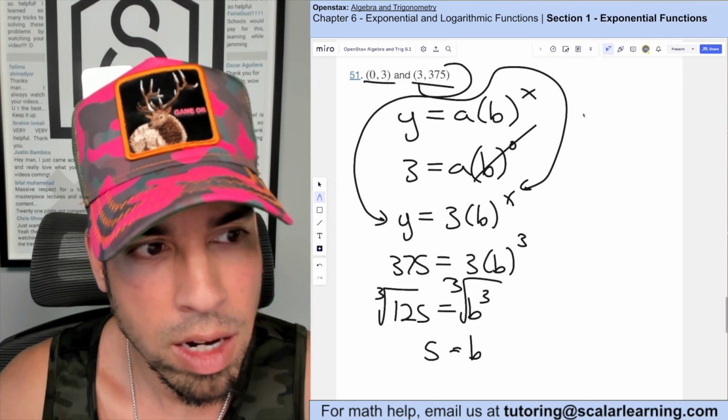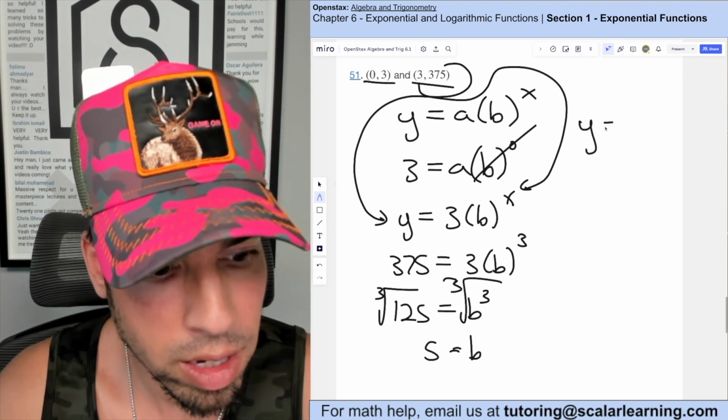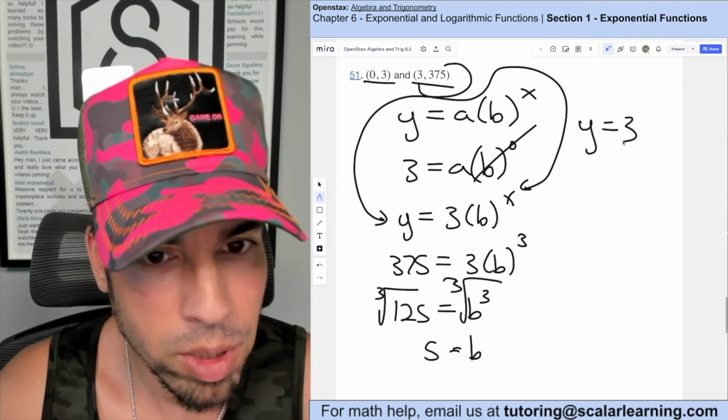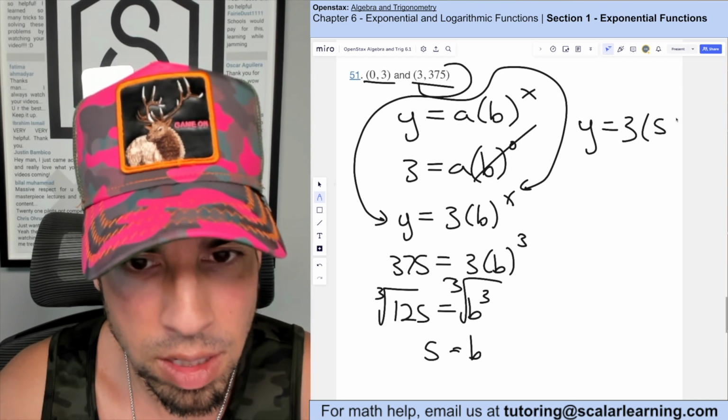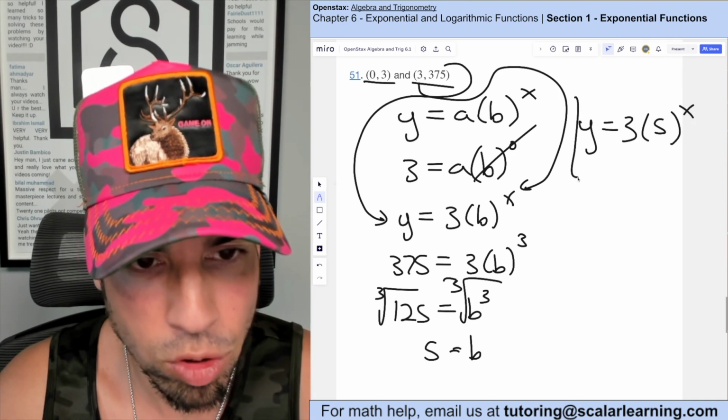And if we know that, now we have a nice equation. Y equals a is 3, b is 5 to the x, and there's your exponential equation.